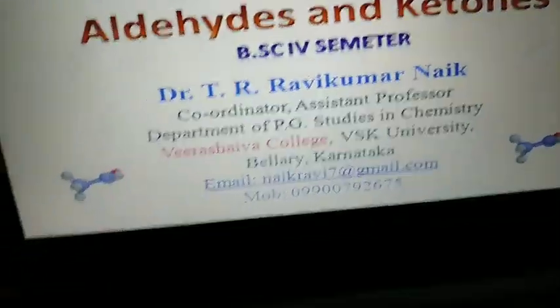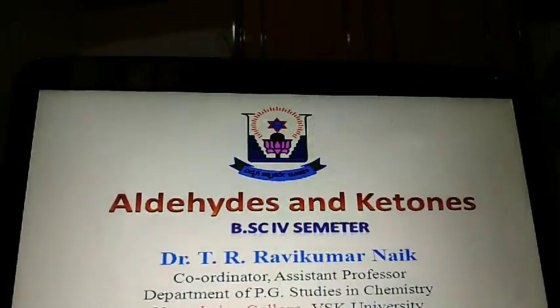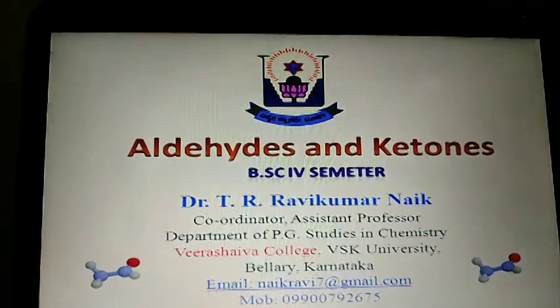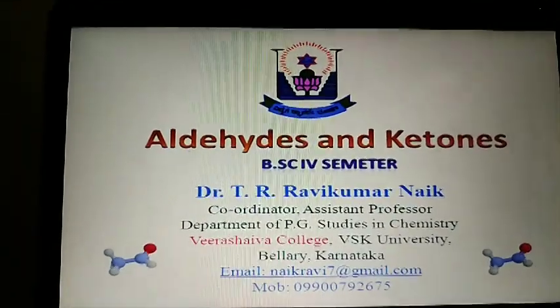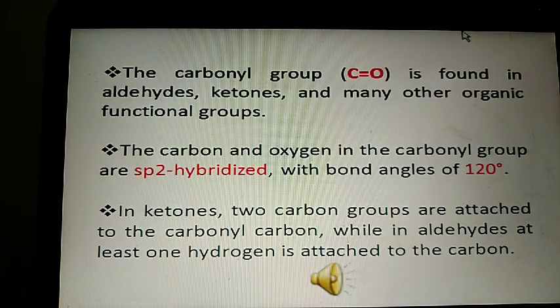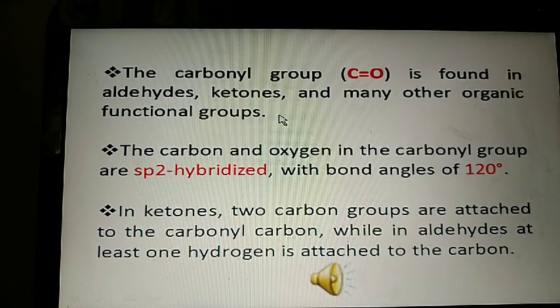Generally, aldehydes and ketones have carbonyl functional groups. These carbonyl functional groups are present in many different biologically active compounds. The carbonyl group, C=O, is found in aldehydes and ketones and in many other organic functional groups. The carbon and oxygen in the carbonyl group are sp2 hybridized with a bond angle of 120 degrees. In ketones, two carbon groups are attached to the carbonyl group, while in aldehydes at least one hydrogen atom is attached to the carbon.